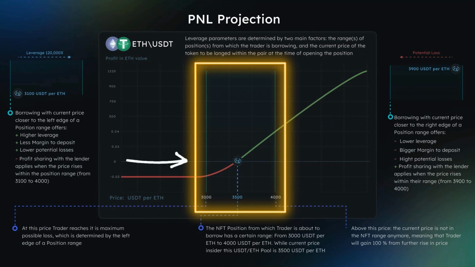Borrowing with the current price closer to the left edge of a position range offers higher leverage, less margin to deposit and lower potential losses. Borrowing with the current price closer to the right edge of a position range offers lower leverage, bigger margin to deposit and higher potential losses.